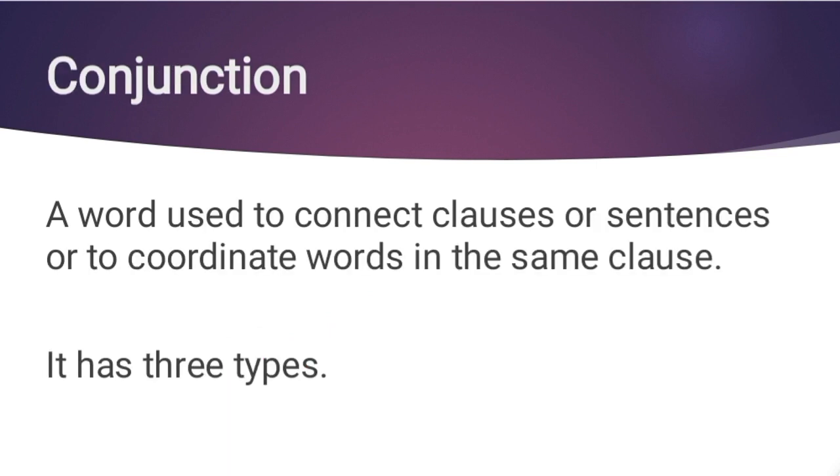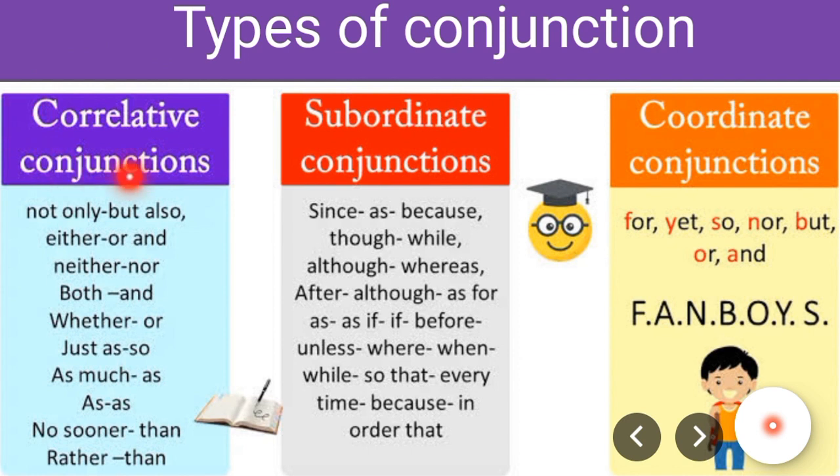And a conjunction is a word used to connect clauses or sentences or to coordinate words in the same clause. कि sentences या clauses या same clauses के दरमियान कुछ words को coordinate करने के लिए used हो रहा होता है. It has three types. First one is correlative conjunctions.